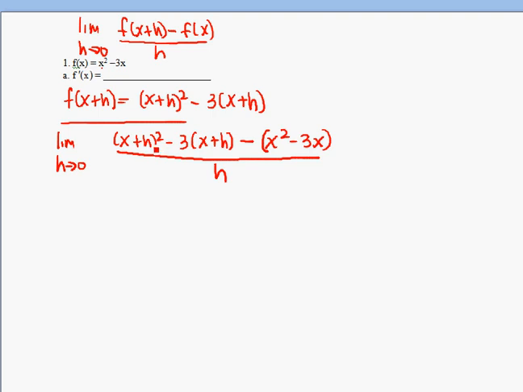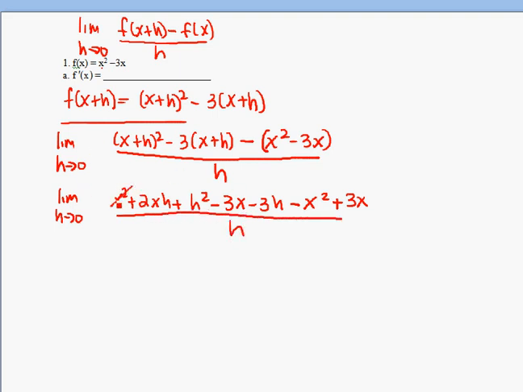So now we've just set up the definition of derivative. Now we have to do some algebra, squaring this, distributing this negative 3, and distributing that negative. I get this squared is x squared plus 2xh plus h squared, minus this distributed negative 3x minus 3h, minus this negative distributed x squared plus 3x, all over h again.